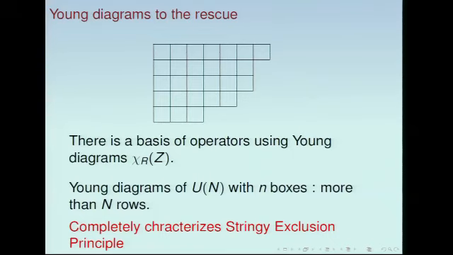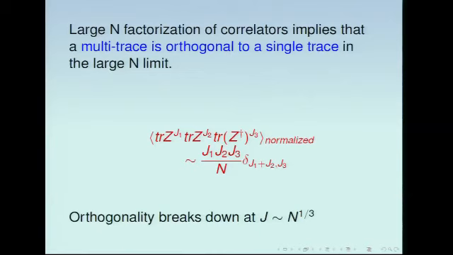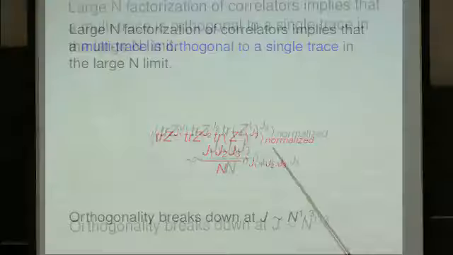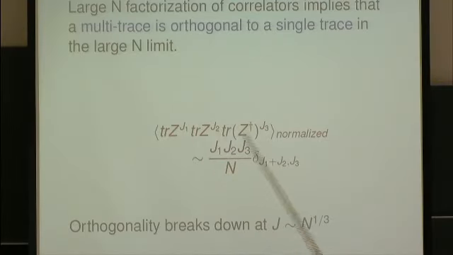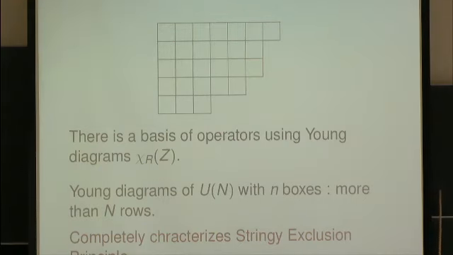representation operators there. So there was this orthogonality that is breaking down between multi-traces and single traces. So how do we build a kind of basis for all these operators, which is actually orthogonal? And it turns out it is possible to build such a basis, which is exactly orthogonal at finite n. And these basis elements are parameterized by Young diagrams.